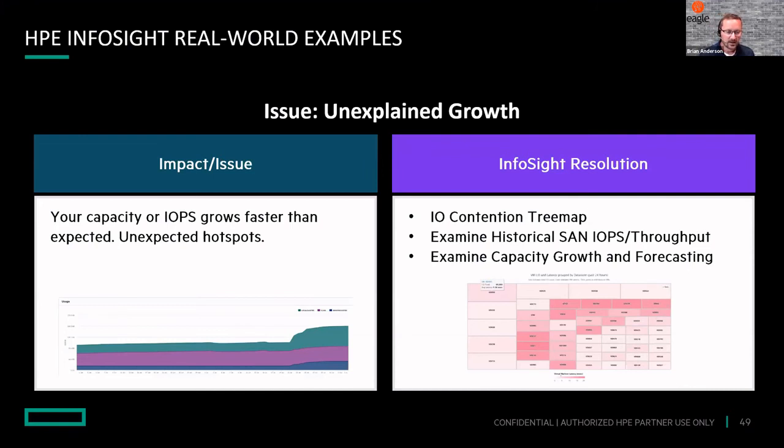Mike mentioned earlier, my favorite chart in all of InfoSight is the IO contention tree map. So if you're trying to see what anomaly just popped up or who's chewing up all your IO, or maybe you're having some latency issues, that IO contention tree map is awesome. I always recommend my customers go in once a month, maybe once a week, and just look at that chart. You'll get a kind of muscle memory of what your data center looks like.